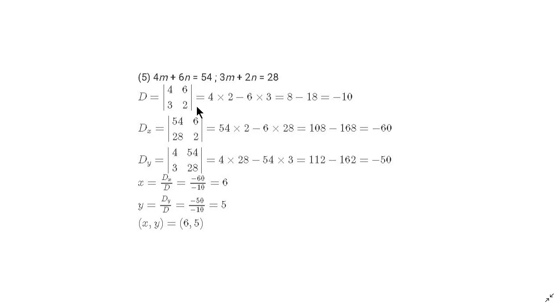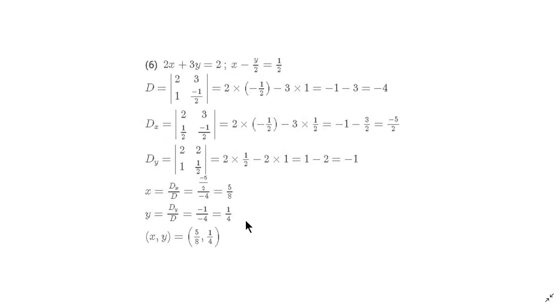Calculate it. 4 into 2 minus 6 into 3 is equal to minus 10. 52 into 2 minus 6 into 28 is equal to minus 60, minus 50. These are the values that come after the computation. You should not fail to compute exact values. You should practice these examples so that you will get the exact answers. The solution is m comma n is equal to 6 comma 5.